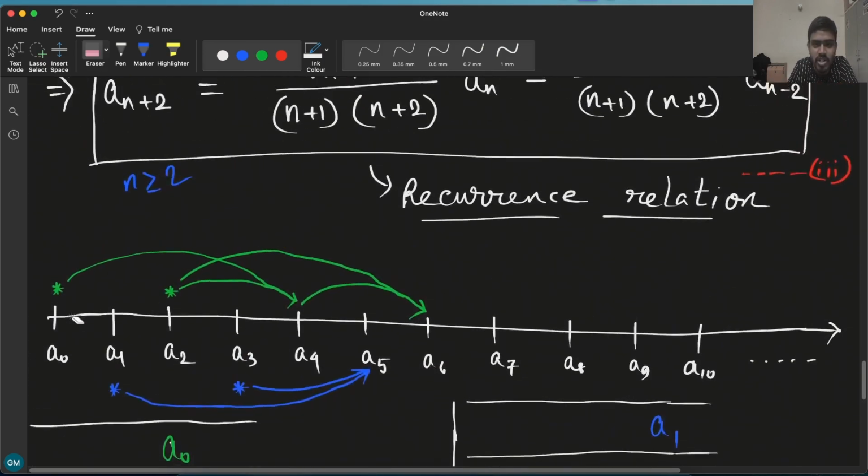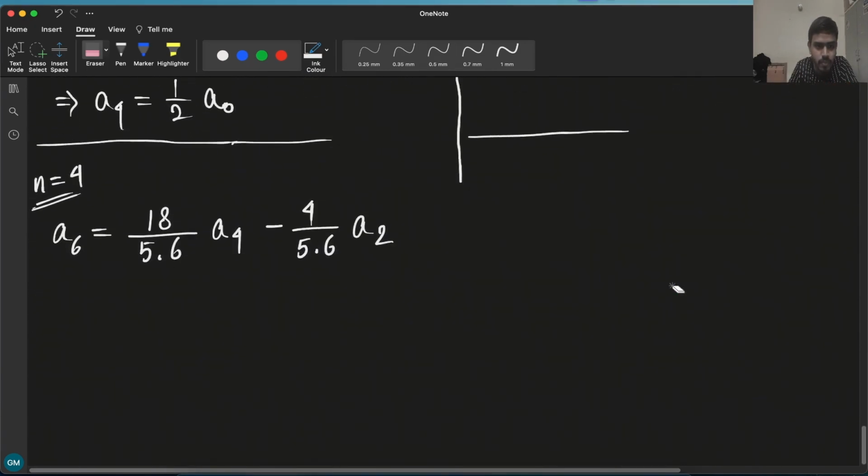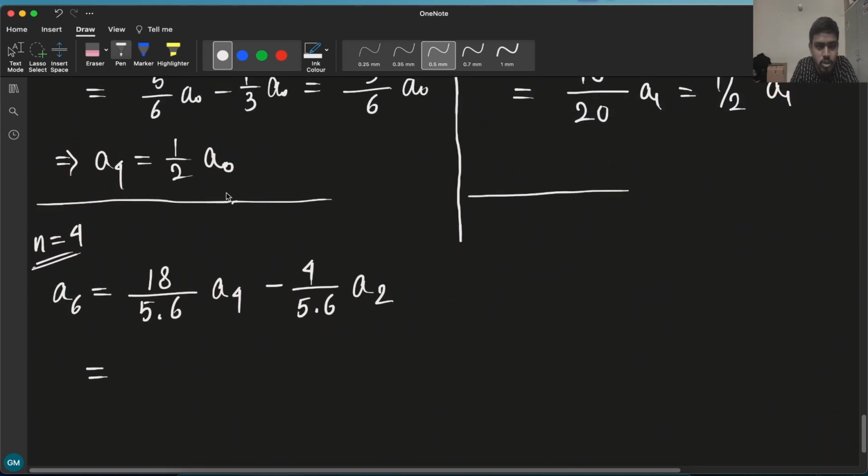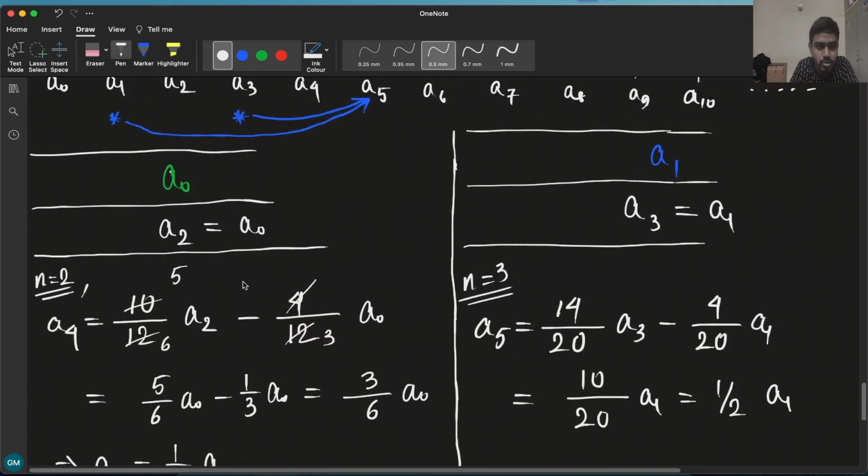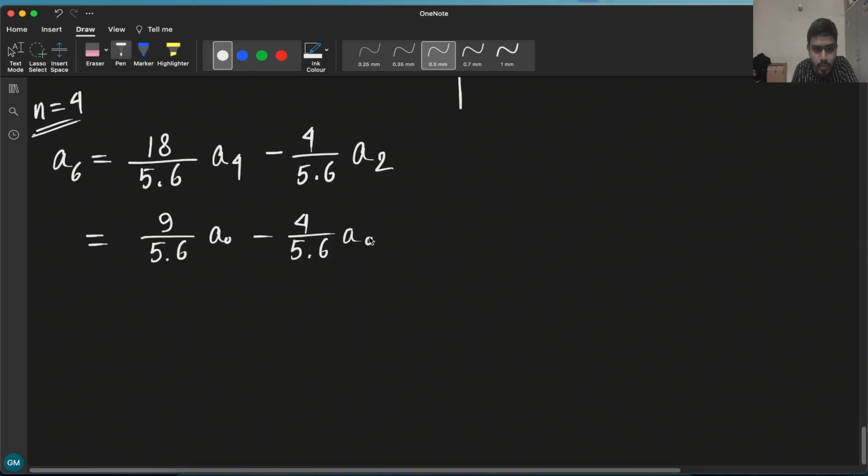Now I think the recurrence relation is making sense. And okay, if I put a4 equals a0 by 2, then it will be 9 by 5 times 6 a0 minus 4 by 5 times 6 a2, and a2 is a0, right? So in that case it will be 5 times 6, and then 9 minus 4 is 5, a0, which means a6 equals, this 5 cancels, and we are left with 1 by 6 a0.